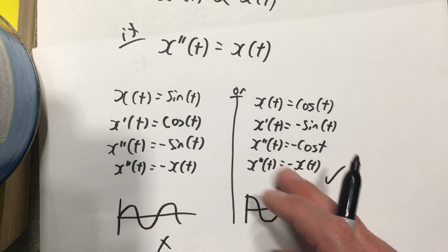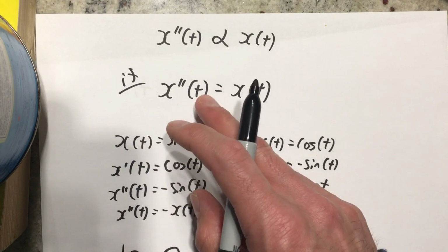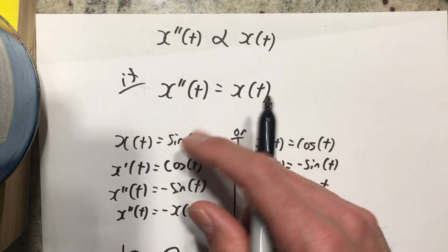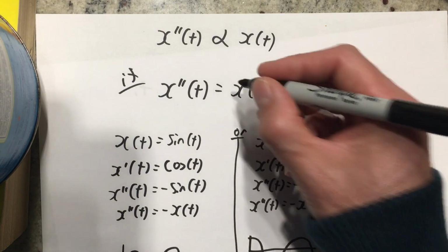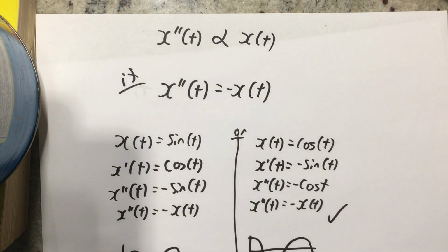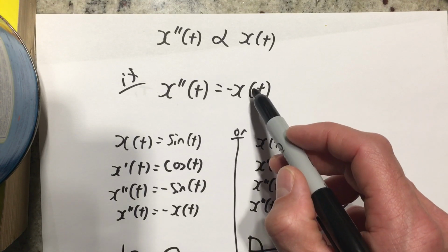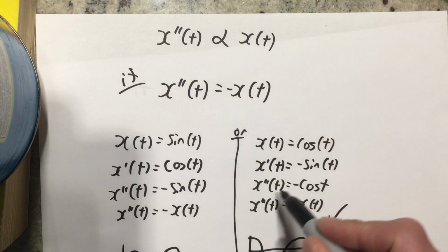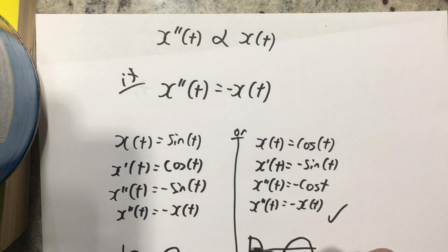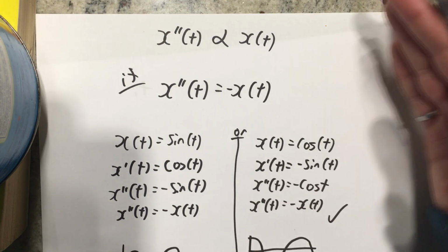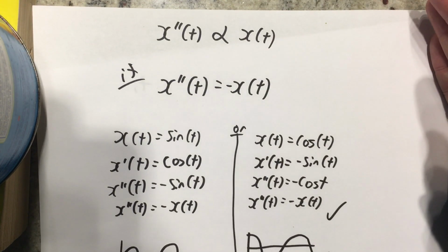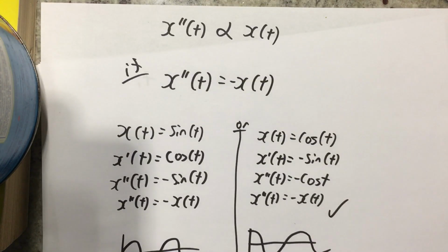So although both of them work in terms of the second derivative being the negative of the original function, only cosine has us start out displaced from our initial position. So we're going to go with that.